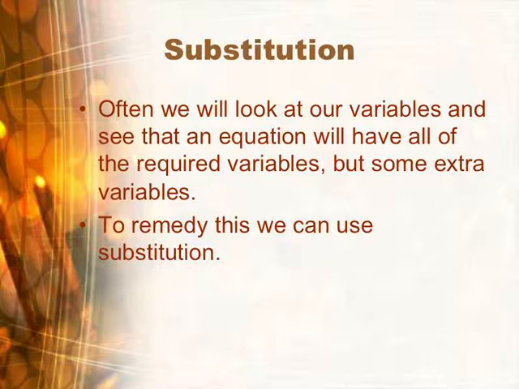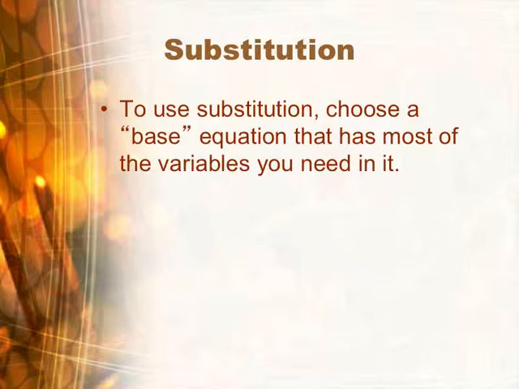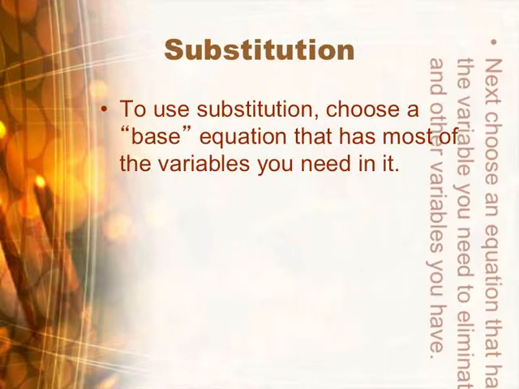Okay, so here are the steps to substitution. Three easy steps. If you follow these, then you won't have any problems. The first step, guys, is to look through your equation list and find a base equation. When I say a base equation, I mean one that's pretty close, has most of what you need, maybe has one extra variable, but pretty much is correct. Set that equation aside for a little bit. I know I'm going to use this one, but I'm not going to focus on it right now.